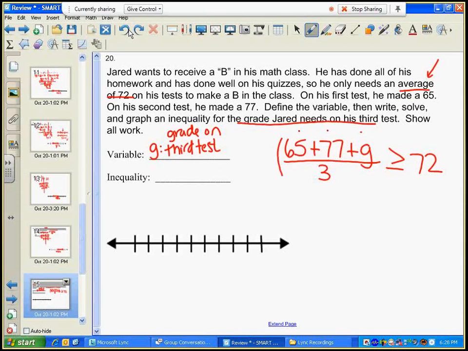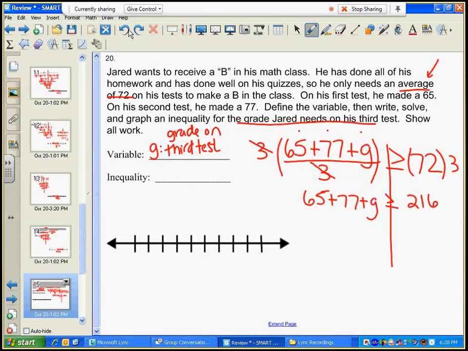Well, if I multiply both sides by 3, so those 3's are going to divide out, and I'm left with something really simple. I'm left with 65 plus 77 plus G is greater than or equal to 216. That's what that ends up being. Okay. So now I've got to just simplify. So that means I'm going to combine like terms here. So that's going to be what? 142?